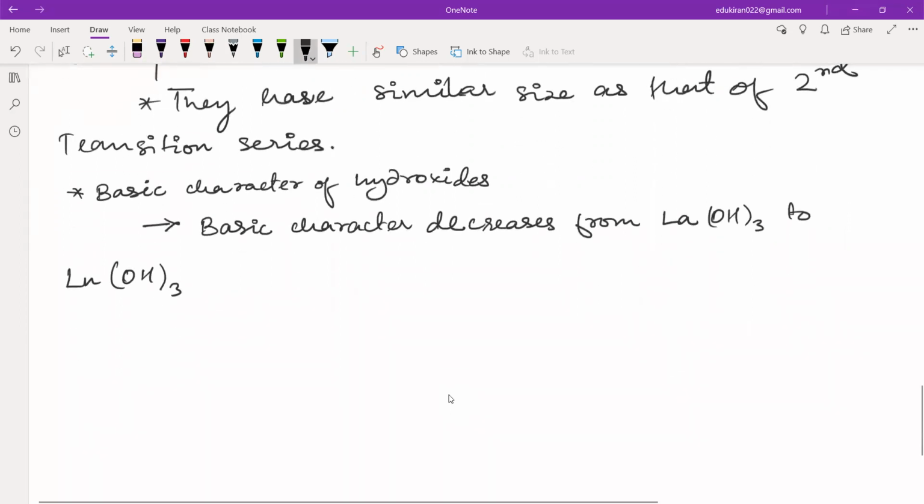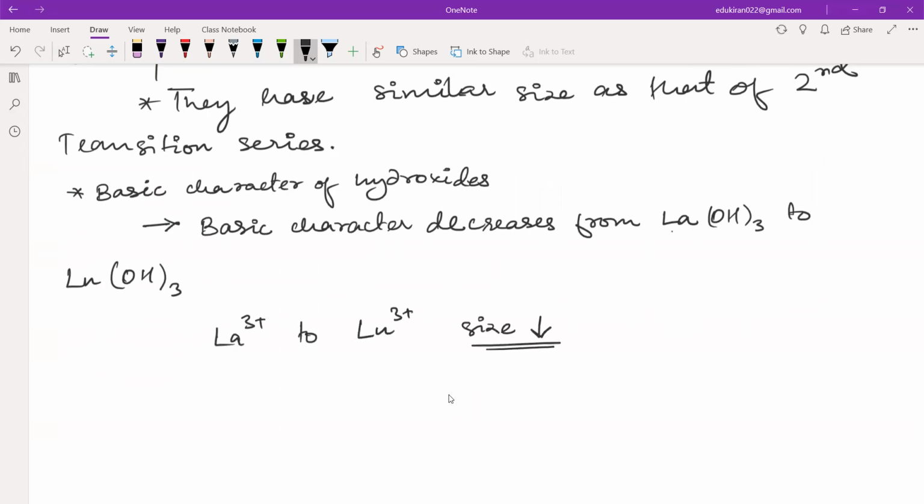Okay. See here. When I go from lanthanum to lutetium, so La3+ to Lu3+, what happens? Size decreases, right? And size of what decreases? The size of the cation. This is lanthanum, this is lutetium. Size of the cation decreases. Now, when the size of the cation is decreasing, what is happening?